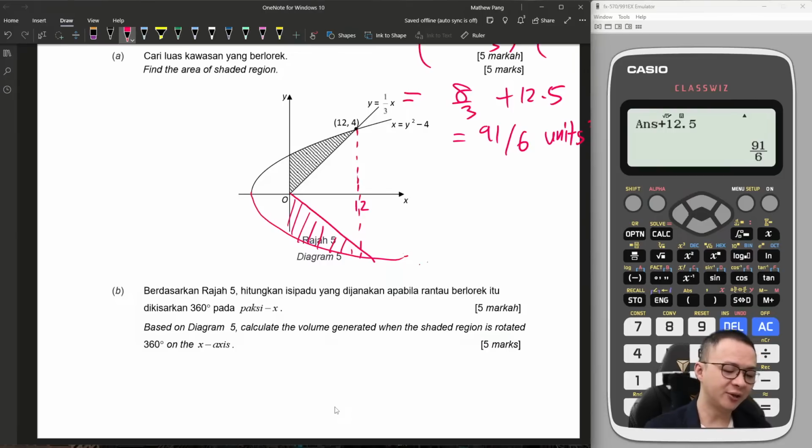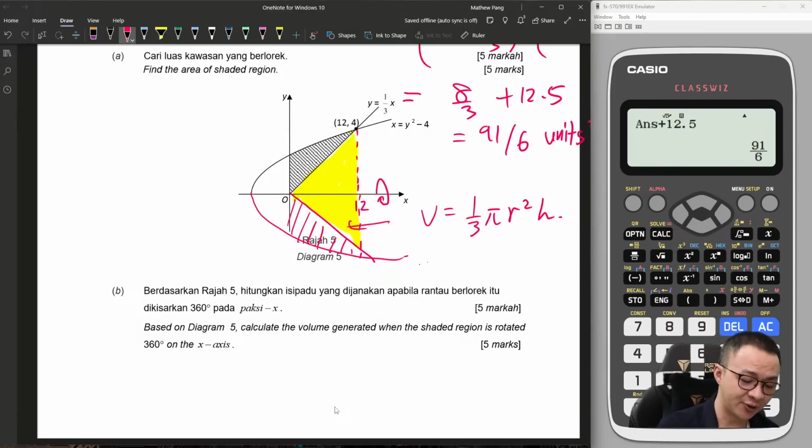So in order to get that volume, you should be able to see in the middle we have a cone, because the triangle rotates 360 degrees on the x-axis. The yellow region is basically a cone. We can use the cone formula, which is 1 over 3 pi r squared h. Because it rotates like this, this one is the radius of the cone, and this one is the height of the cone.